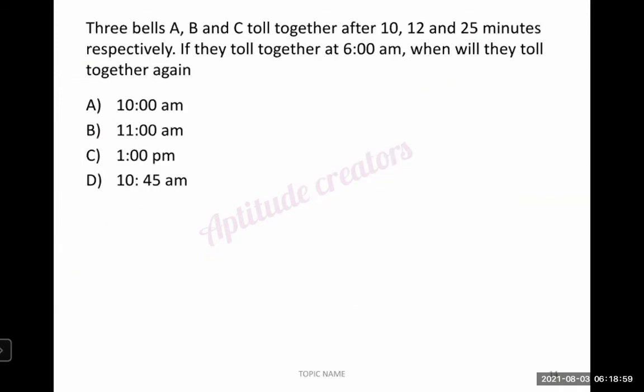Moving forward to next. There are three bells A, B, C tolled together at intervals of 10, 12 and 25 minutes respectively. If they toll together at 6 a.m., when will they toll together again?